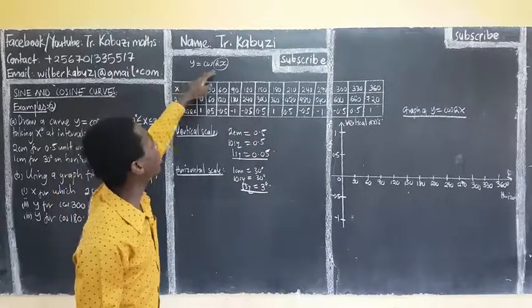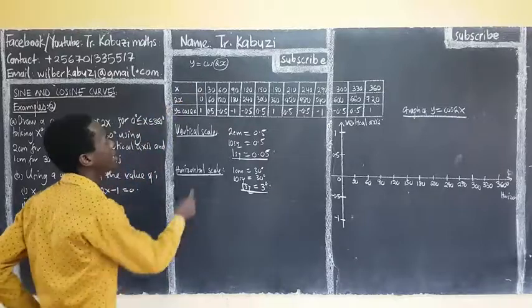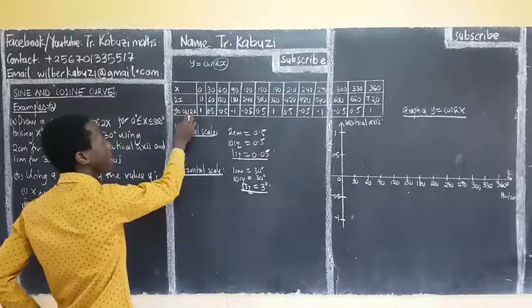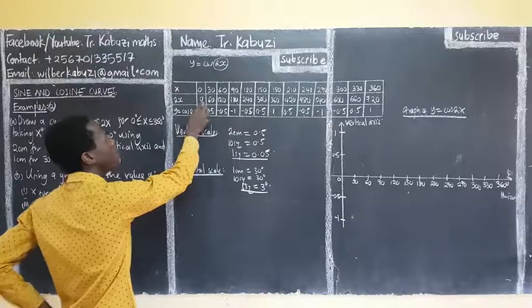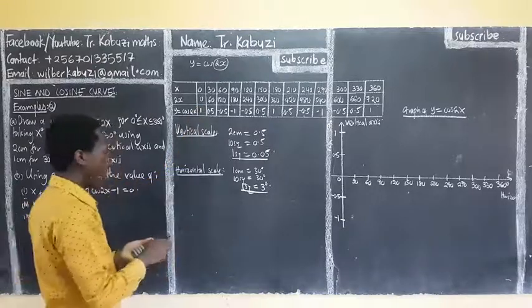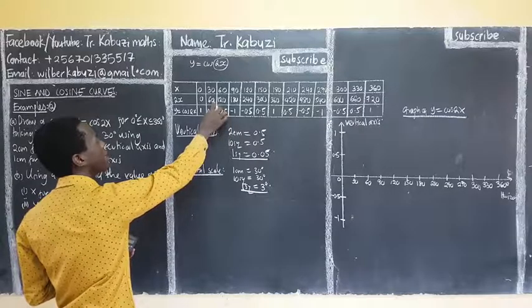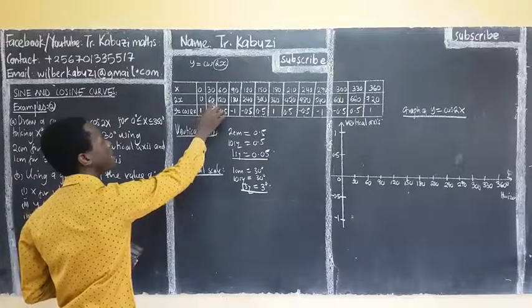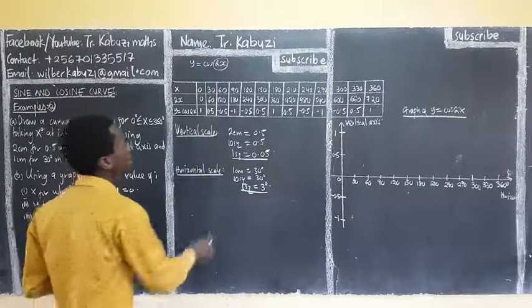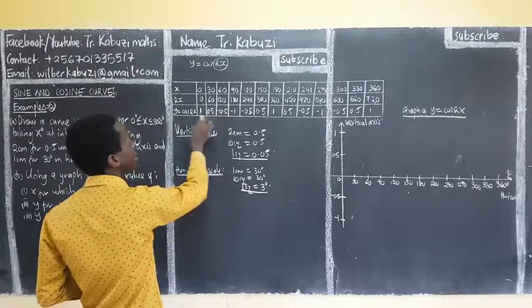Because my y is cos of 2x, I use this row to get this. So you say cos of 0 on your calculator, that is 1. Cos of 60, because this is already 2x, is this. Cos of 120 is this. So that we get the values of y.